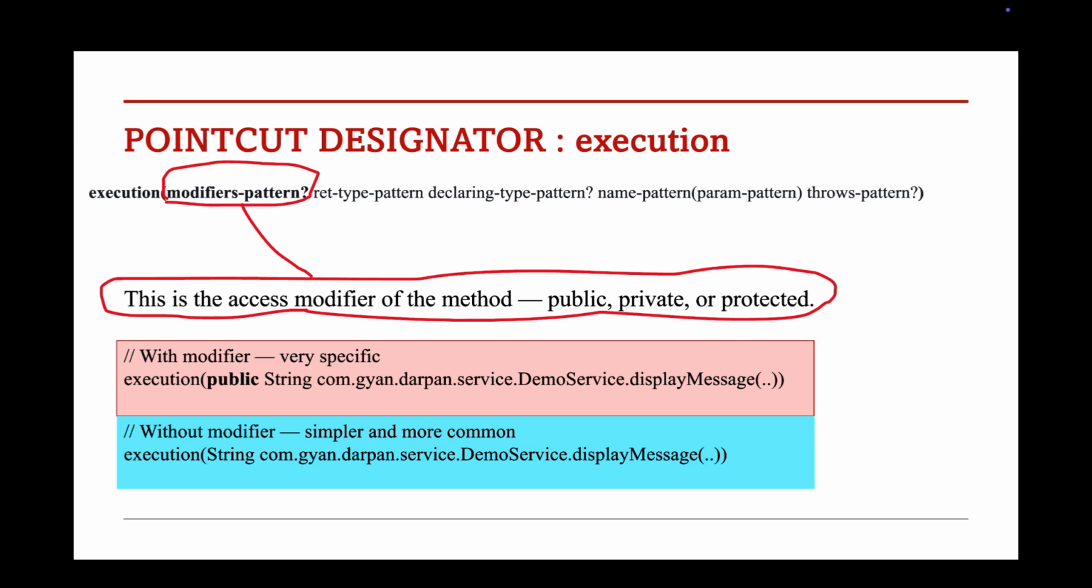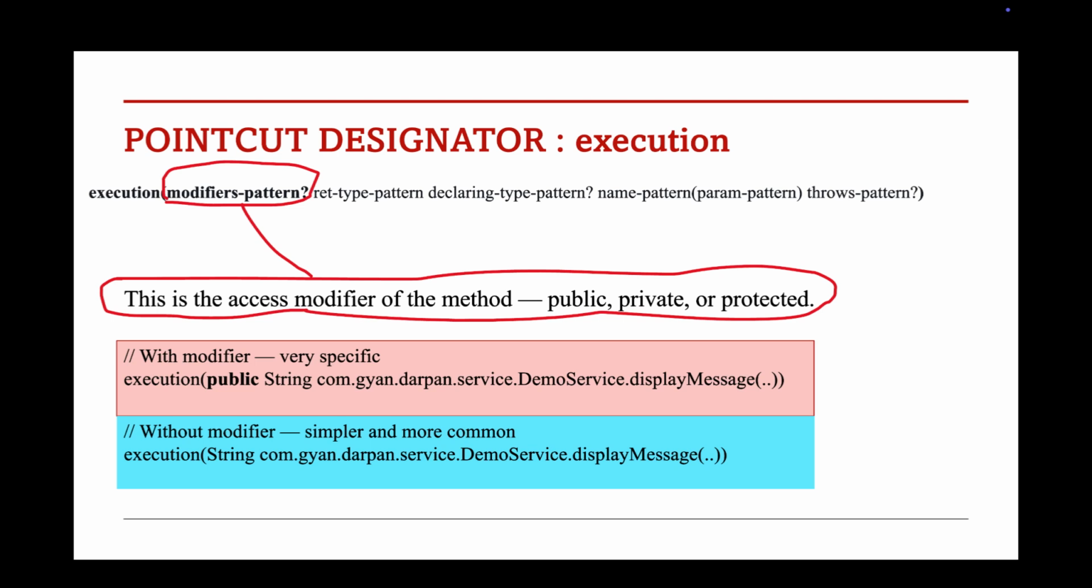Alright, look at the screen carefully. I have two expressions here, one with the modifier and one without. First expression, with public modifier. This will only intercept public methods inside demo service. If a method is private or protected, it will be ignored.